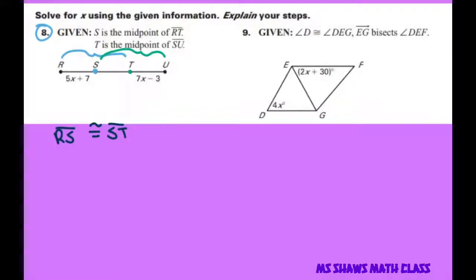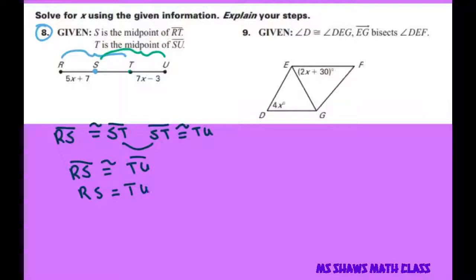And since T is the midpoint, we know that ST is congruent to TU. So that means, through the transitive property, that RS is congruent to TU. Therefore, by congruence, RS equals TU. Since they equal each other, we set them equal to each other.